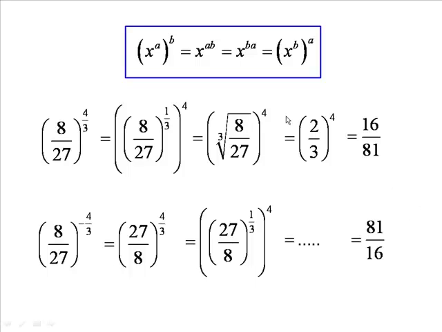Notice that, of course, the difference between the two answers is that one is the reciprocal of the other, and the difference between the two original questions is just this minus sign in front of the index here. So the minus really just turns everything upside down, including the final result.